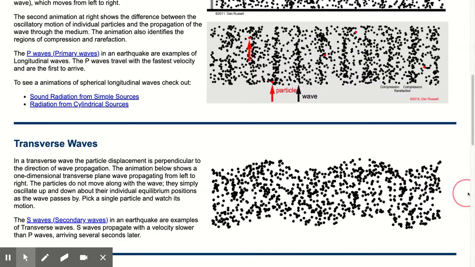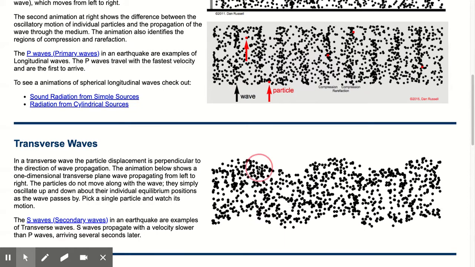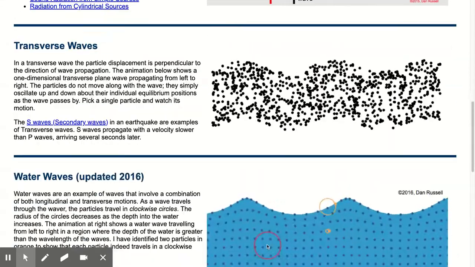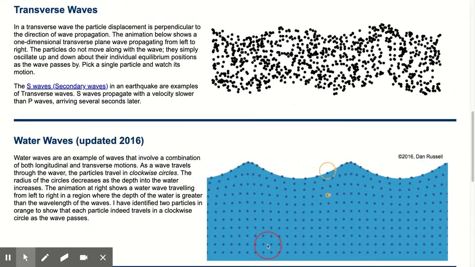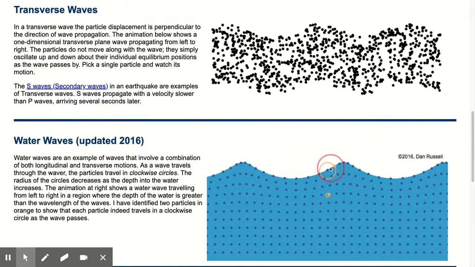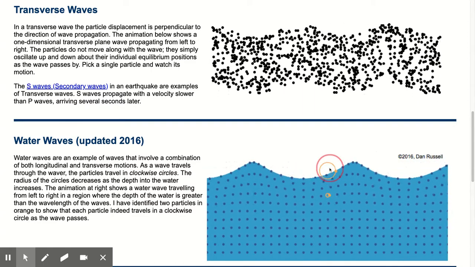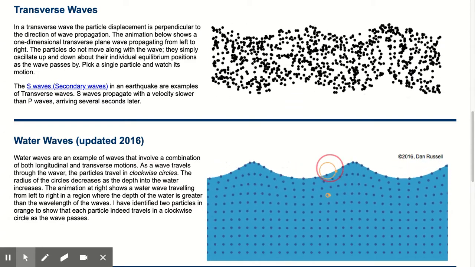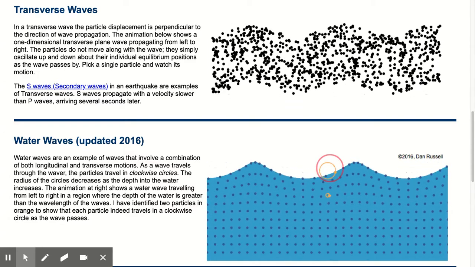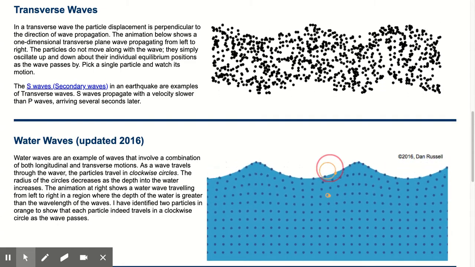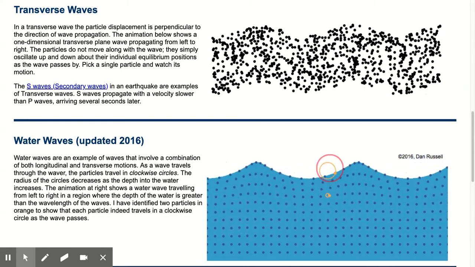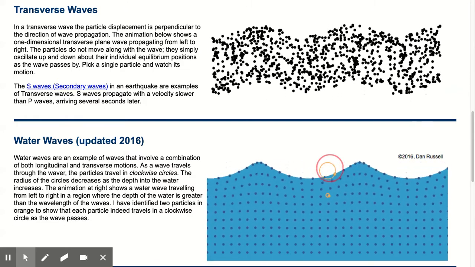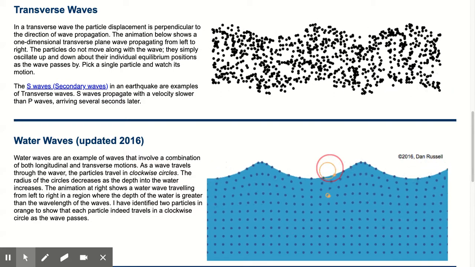Now we notice there are not compressions and rarefactions. It's that the particles are moving and displacing vertically back and forth. Then we get water waves, which are very, very interesting. If you look at the circle here, notice that circle is fixed to one water molecule. And that one water molecule is traveling in a clockwise circle in the direction of propagation of the wave, across the top. So again, we see it's a circle.